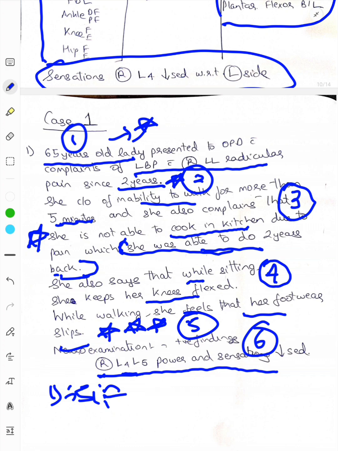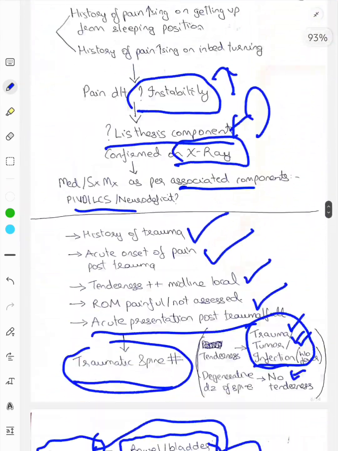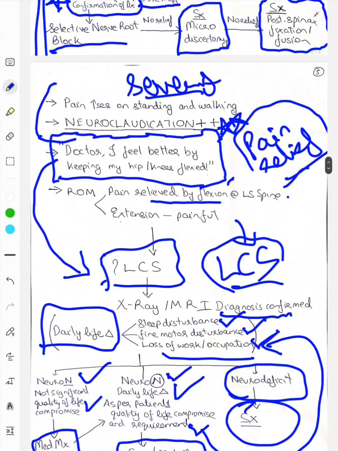Along with that, on flexing the knee, she feels better. So it is a picture of LCS with neuro deficit, and the LCS has a progressive course because 2 years back the neuroclaudication was less, which has increased. And on examination also you can find some neurodeficit. So this is the flow chart you follow. So there is some LCS with some neurodeficit.